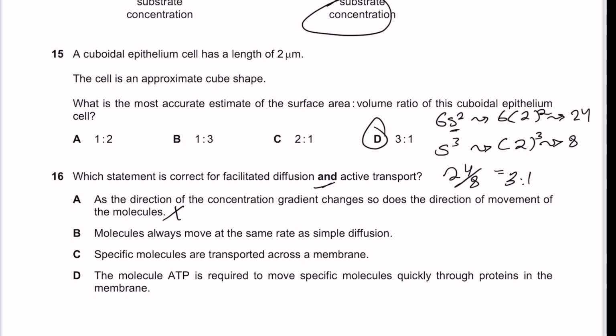Okay, molecules always move at the same rate as simple diffusion, not necessarily. Okay, specific molecules are transported across a membrane. This is correct, because the protein carriers are specific. They can only carry a specific type of substance. The molecule ATP is required to move specific molecules quickly through proteins in the membrane. That's wrong, because facilitated diffusion is a passive process. It does not require ATP. Hence, the answer is C.